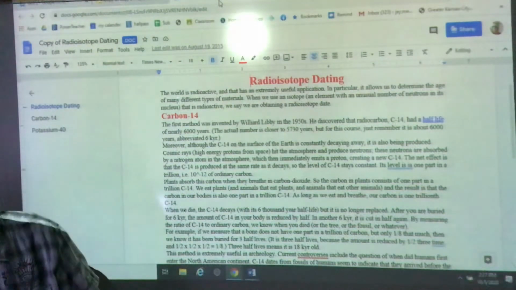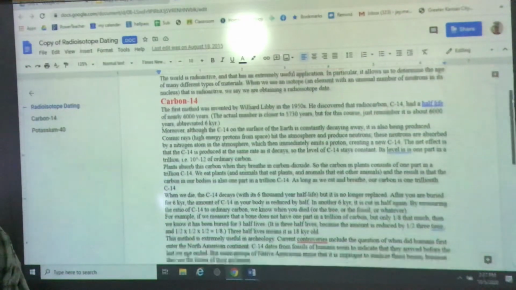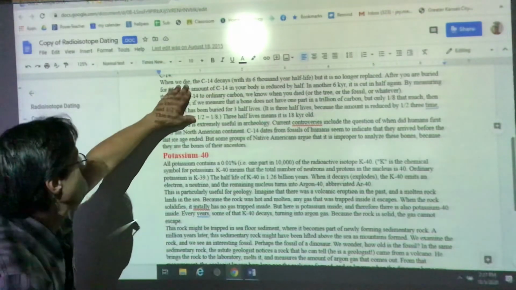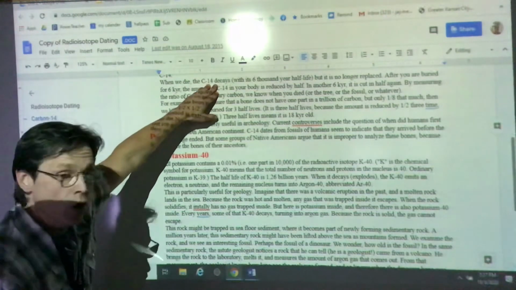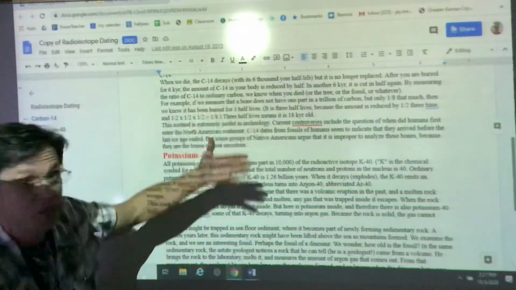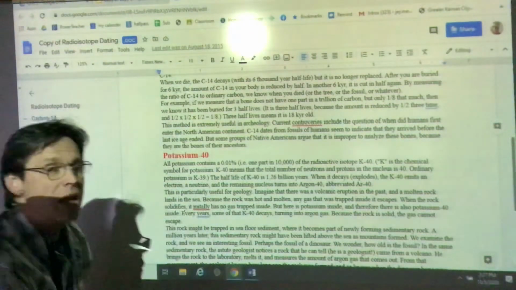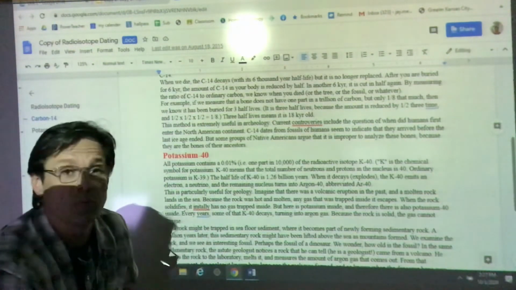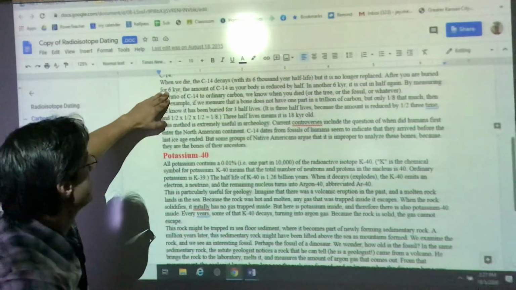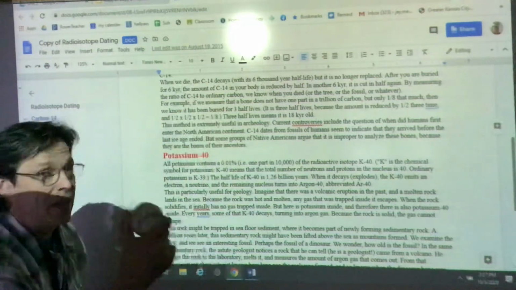But what happens, I'm just moving the notes up here a little bit. Unfortunately, all living things, when they die, no longer eat or breathe or take in new carbon-14, but the carbon-14 continues to decay. So this is where half-lifing, or how old something is, comes in, when this formula comes into place. After you've buried something for 6,000 years, like I said, the amount of carbon-14 in your body is reduced to half. Okay, that's the term half-lifing.